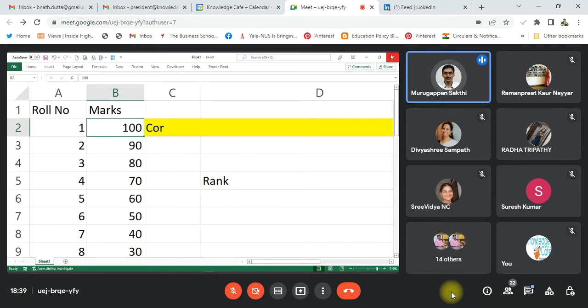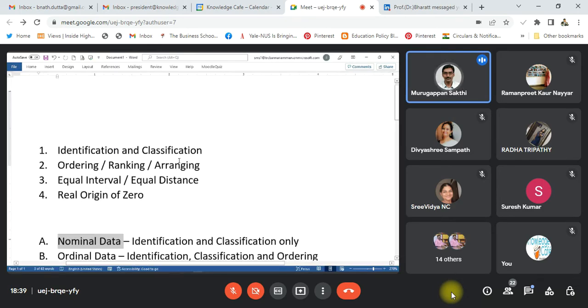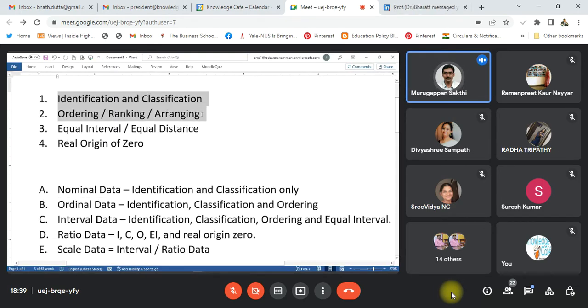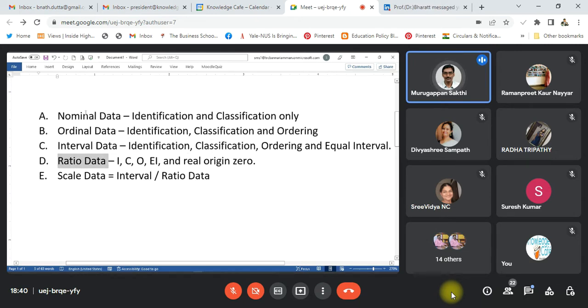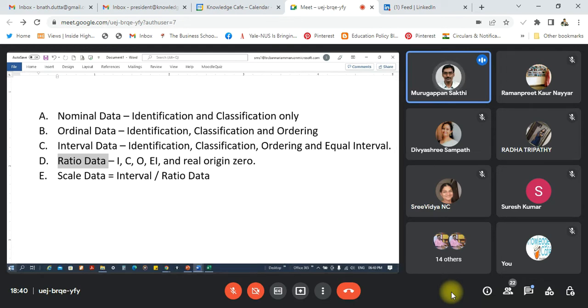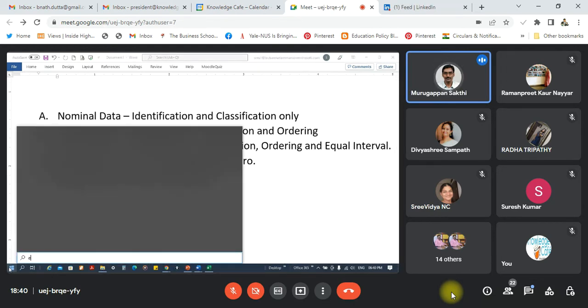That's all. There is no rocket science here. So always please keep in mind the 4 questions: identification and classification, ordering, equal interval, real origin of 0. When you are well versed with this, you can immediately conclude that the given data set is ratio data, so that I can apply this test. And one more thing you must always keep in mind: whatever you apply for ratio scale data, you can't apply for nominal data. You can't apply it for nominal data. Once again, I will repeat it.